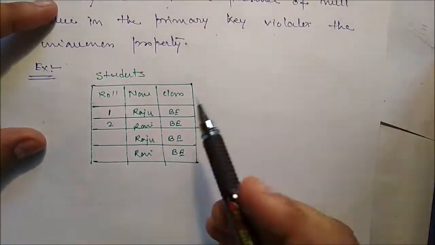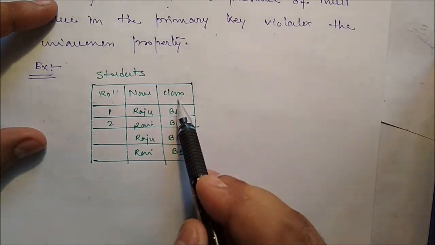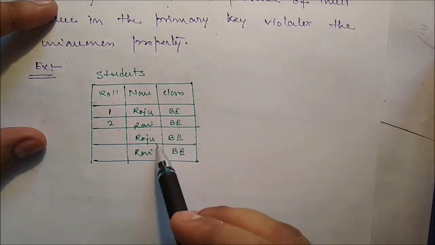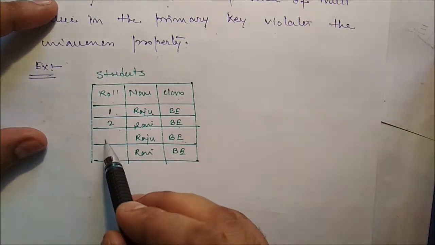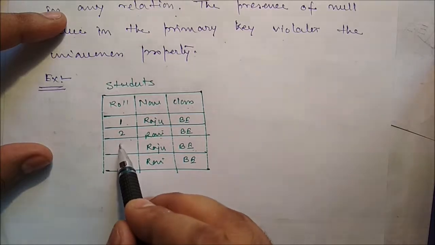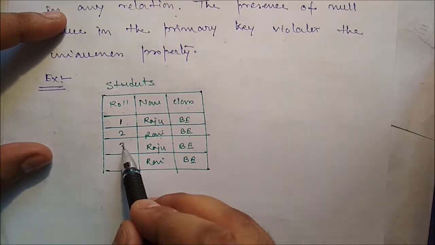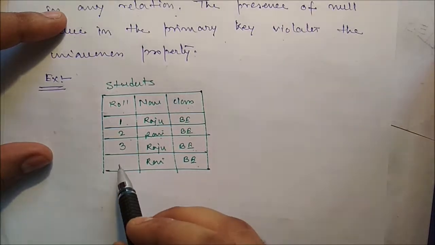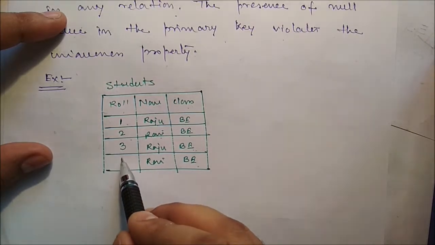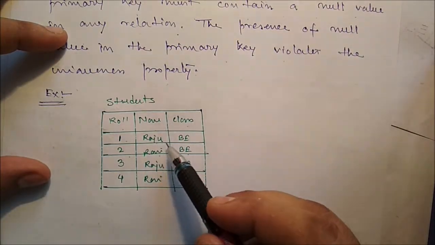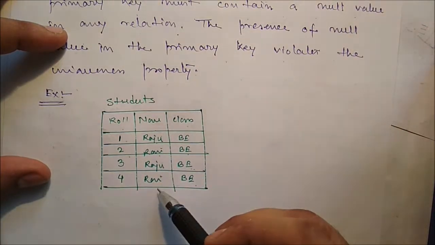So we can see, say roll number, name and class. Say roll number 1 Raju B, roll number 2 Rani B. Now suppose one more Raju is there, and if you put null here, you cannot put null here. So you must give some roll number. We have to put some values. Similarly, one more Rani is there. We cannot put null here. So we have to put, say, roll number 4. So that means what? In this particular classroom, 2 Rajus are there and 2 Ranis are there.